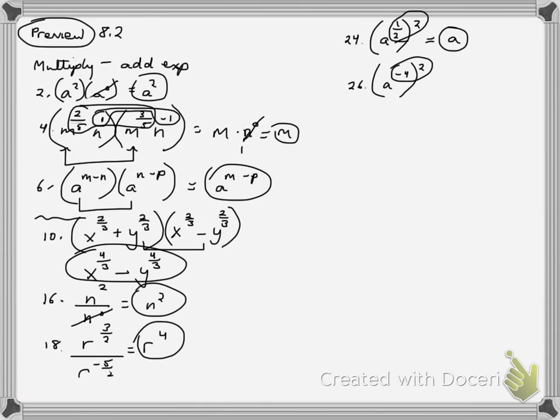We're multiplying, but the directions say leave the exponents positive. So I could do this in 2 steps. This is simply a to the -8, but now I need to convert this to a positive, which I would do by taking it to the denominator. 1 over a to the 8th.